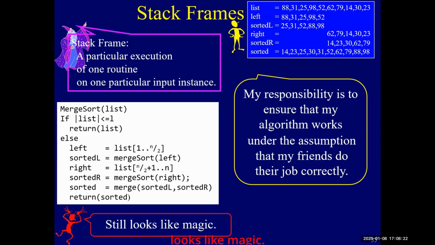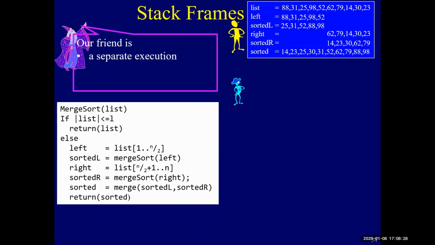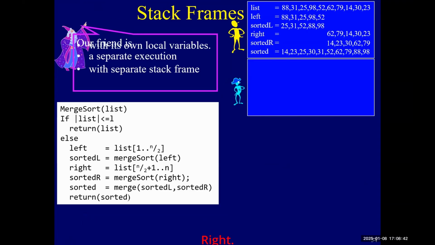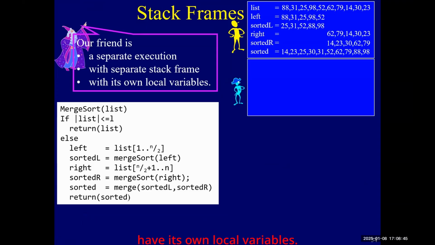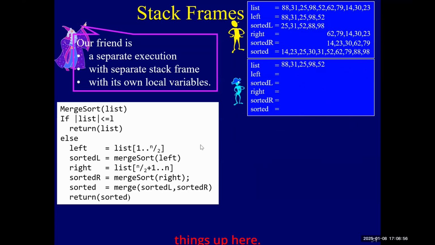So it still looks like magic, so we're going to do it again. Now we're going to micromanage our friend. How does my friend solve the problem? My friend's going to have her own stack frame, and it's going to have its own local variables. So when we called our friend, right here, we're calling our friend.